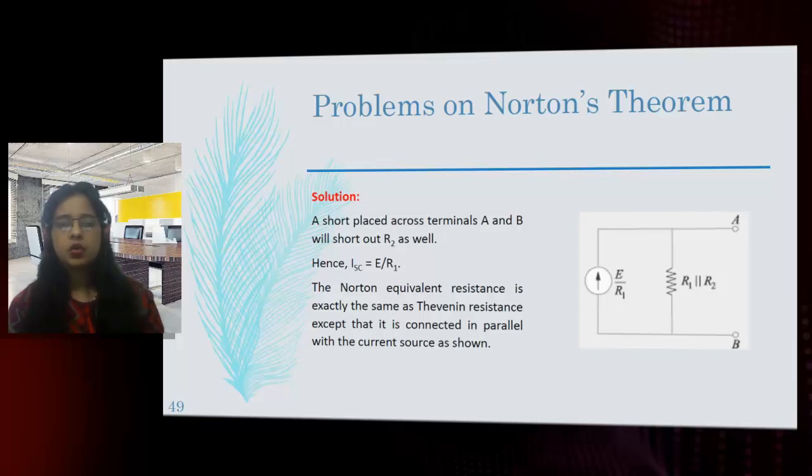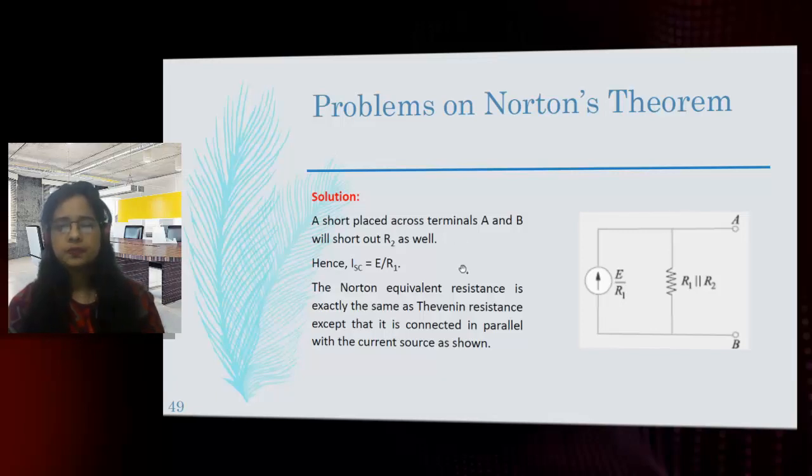Now the short circuit current ISC is nothing but the current flowing in the circuit when the load is removed and the open terminals of the circuit are directly shorted. When we directly short the load terminals, whatever current flows through that branch will be known as the short circuit current. And Rn or RTH will be the equivalent resistance of the whole network as viewed from the open terminal.